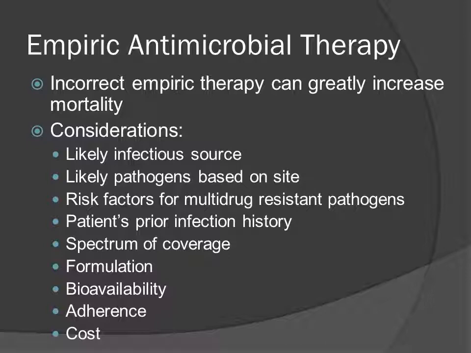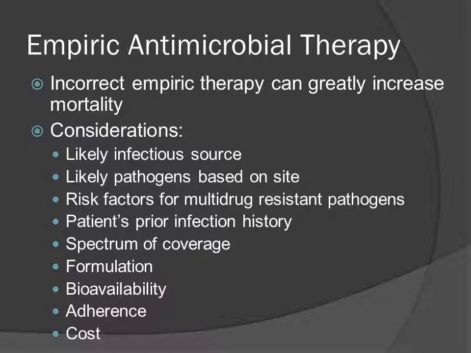What you have to consider with empiric therapy is where is the likely source of infection, because we know that there's a correlation between the type of pathogens you're looking for and where the source of infection is. What are the likely pathogens based on the site of the infection? What are the risk factors for multi-drug resistant pathogens? Where did your patient come from? Did they come from the nursing home? Have they had chemotherapy? Are they somebody who has been infected multiple times in the past with a multi-drug resistant pathogen? Are they colonized with a multi-drug resistant pathogen?